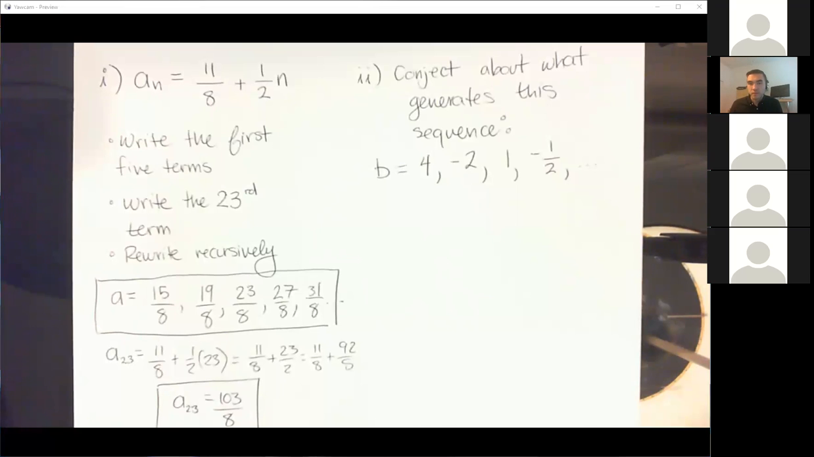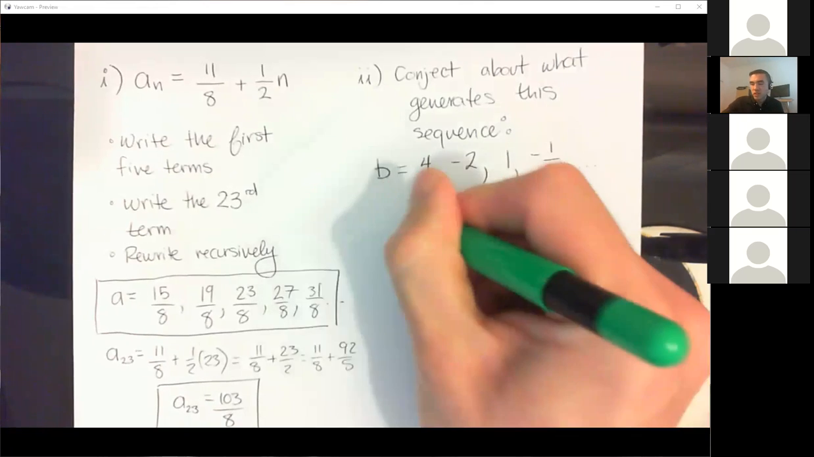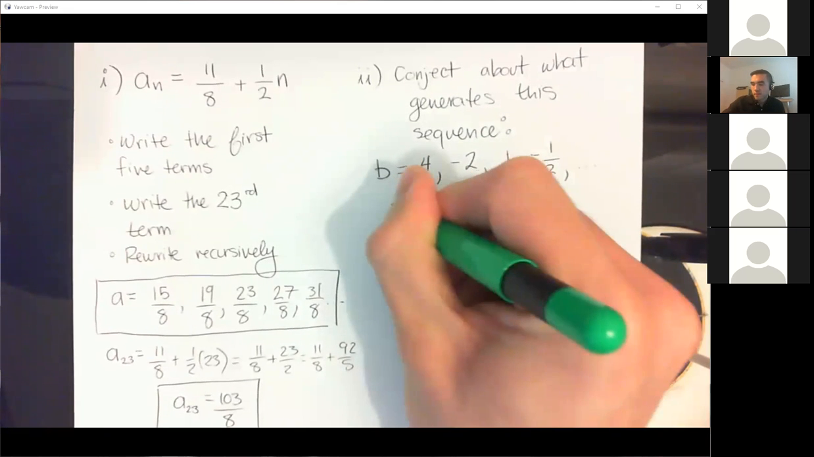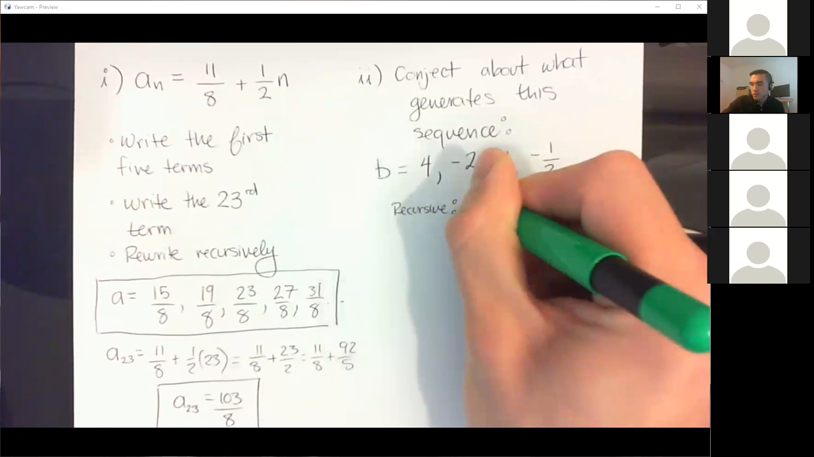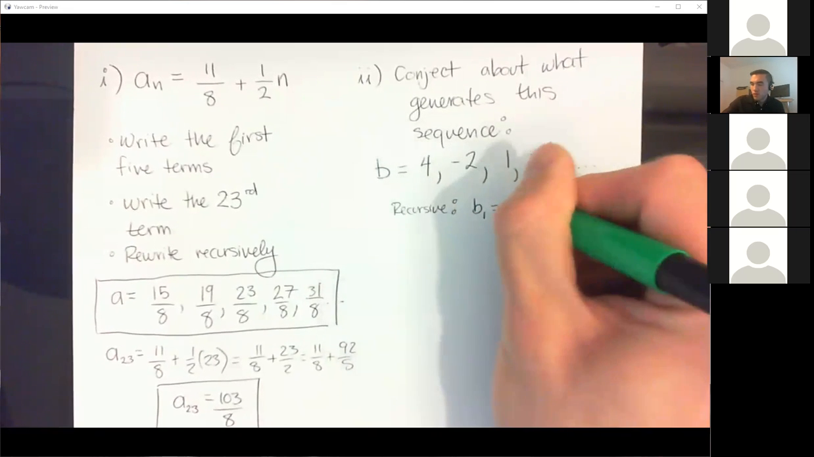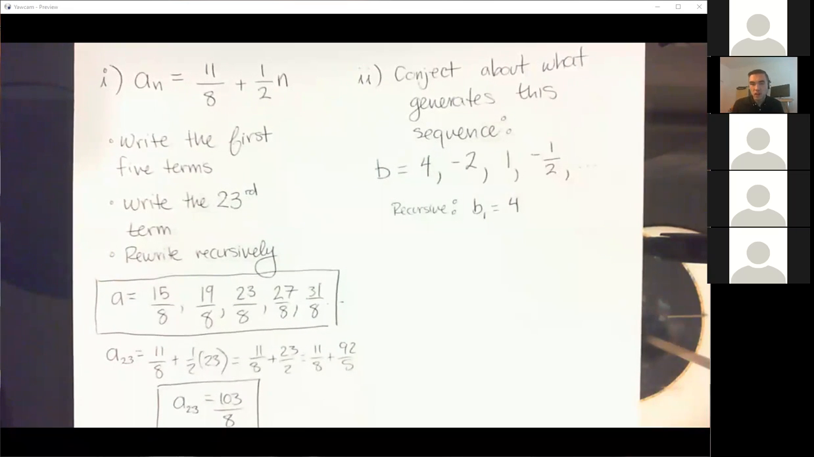Oh boy. Let's go ahead and write it recursively first then. I think that's the easy one. So we'll start off by writing this recursively. What's B1? Four. B1 is four. And then what am I doing every time I move one forward in this sequence? You're dividing by negative two.